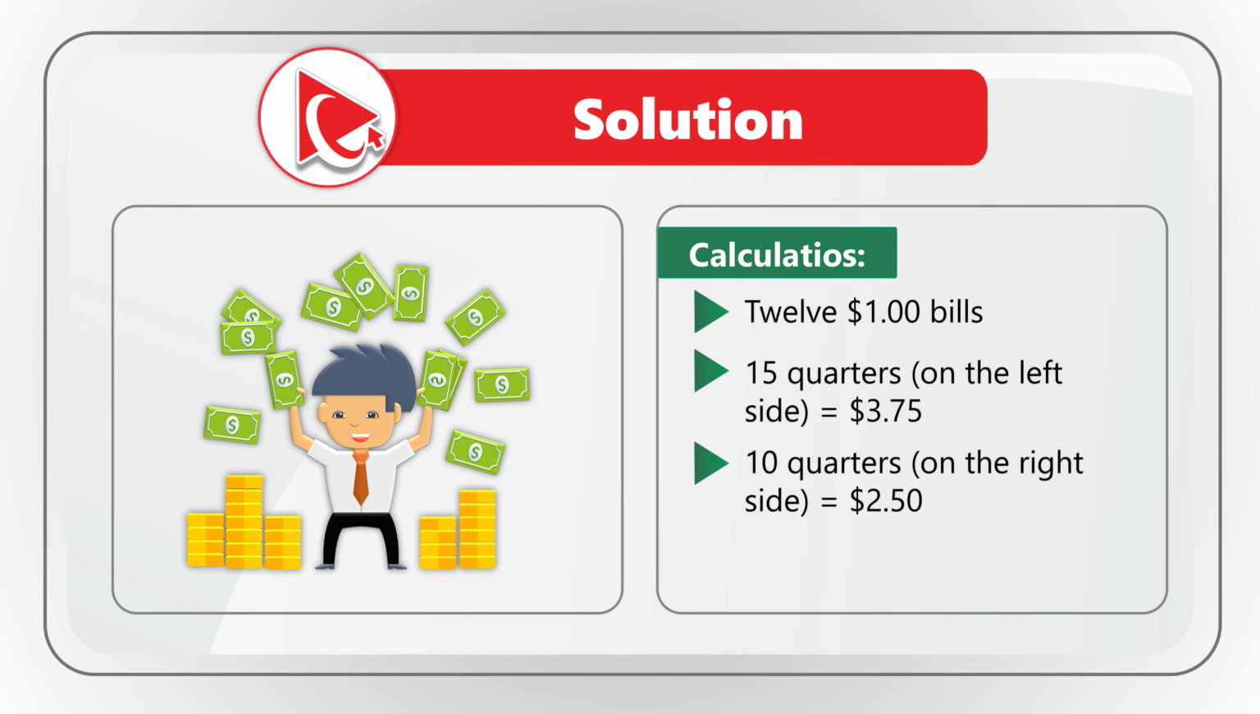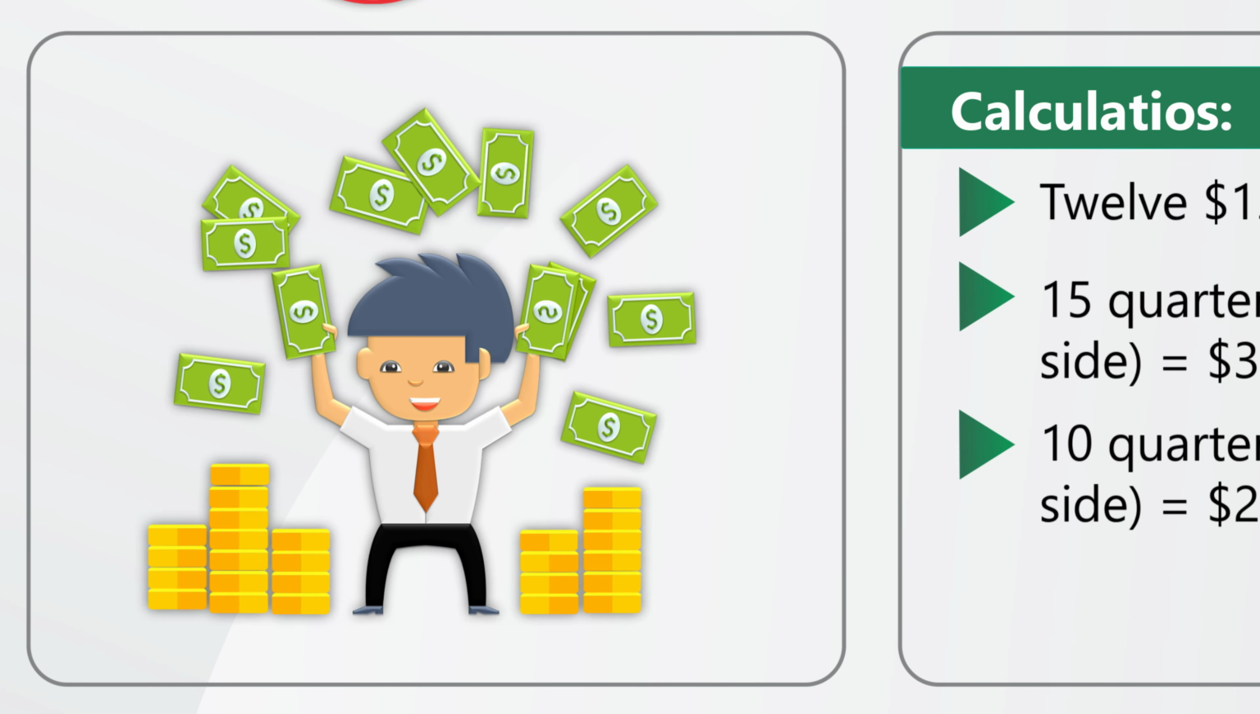Let me count them all for you. Let's start with the dollar bills. 1, 2, 3, 4, 5, 6, 7, 8, 9, 10, 11, 12.